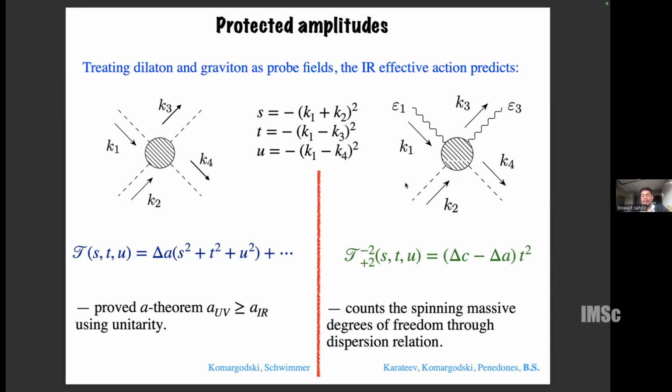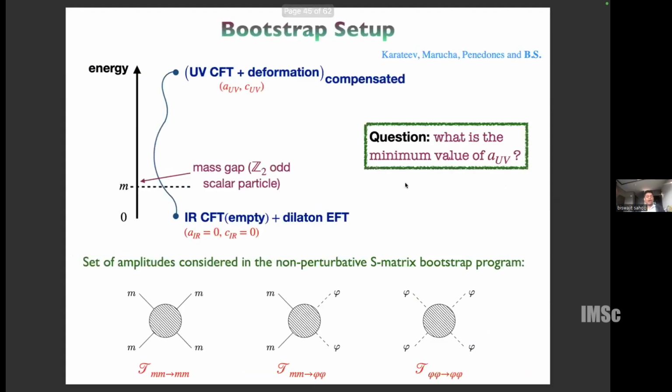Now you can invert this relation to write a dispersion relation, and from there you will be able to see how exactly this combination delta C minus delta A counts precisely the spinning massive particle degrees of freedom which you integrated out along the RG flow. Okay, this gives a physical interpretation of what delta C minus delta A is. Very nice.